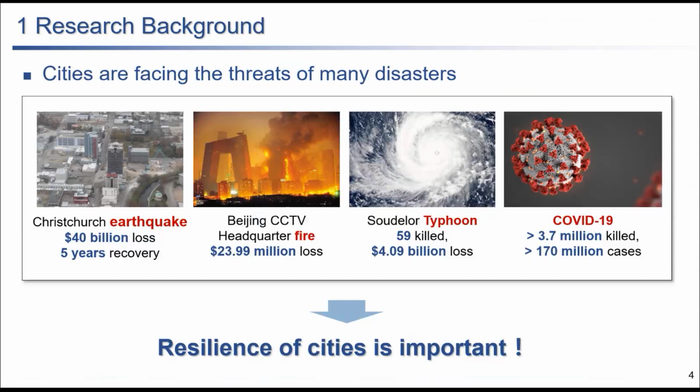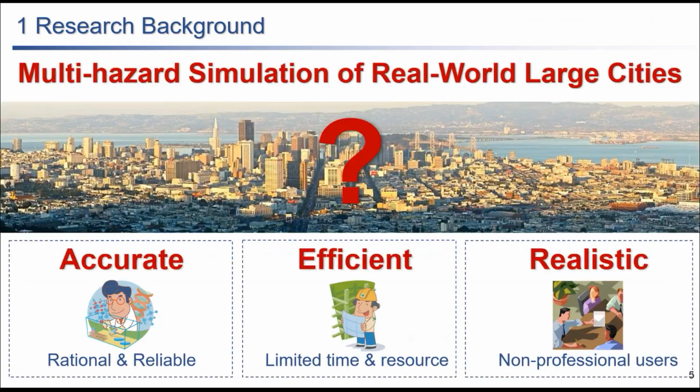We are working on cities, and cities have a lot of disasters. We are facing not only natural disasters, but also things like COVID, which is a very severe public safety problem. We want to simulate the impact of the disaster on the city. We not only want our simulation to be accurate, because we do scientific research, we want it to be efficient, because we always have time and resource limitations. And another important thing is that we want to make our simulation realistic.